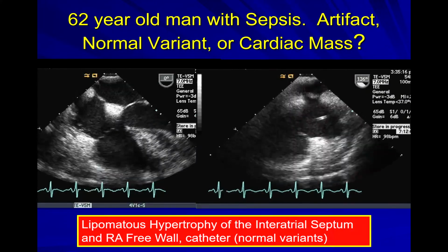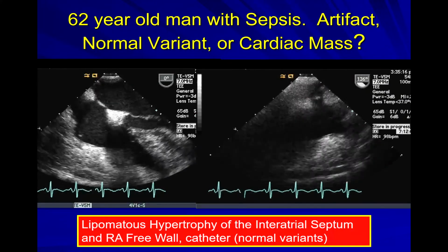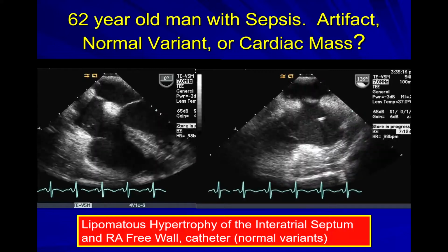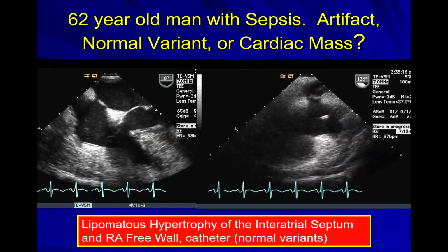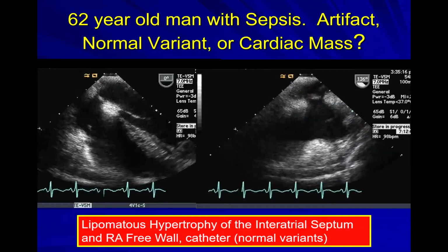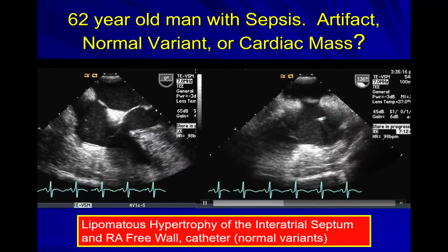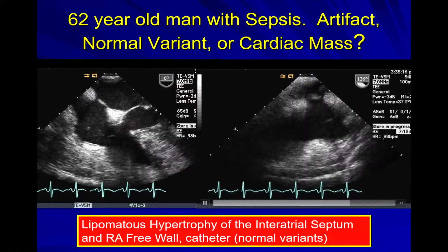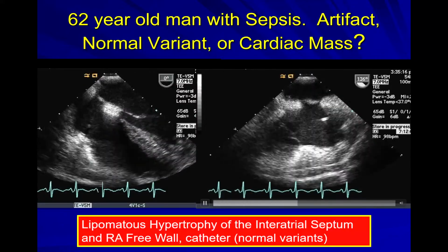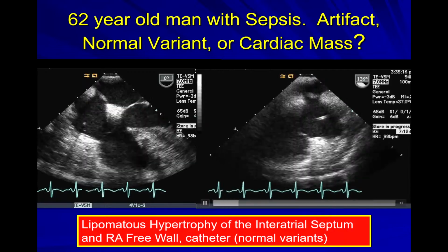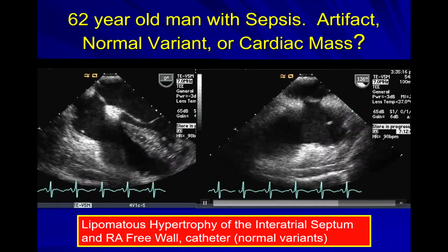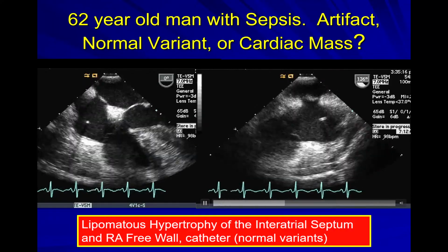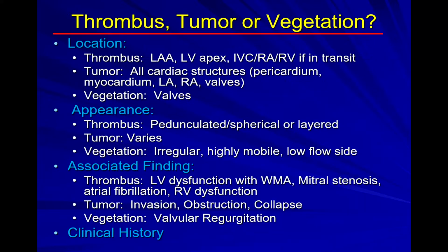So this is a 62-year-old man who came with sepsis. Again, you can see the mass here. It's on the interatrial septum, very echogenic. It's sparing the fossa ovalis. On the right-hand panel, you can see it extends all the way around the right atrium. This is a classic example of somebody with lipomatous hypertrophy of the interatrial septum and the RA free wall. And of course, that mobile tiny mass in there is his catheter, another normal variant.